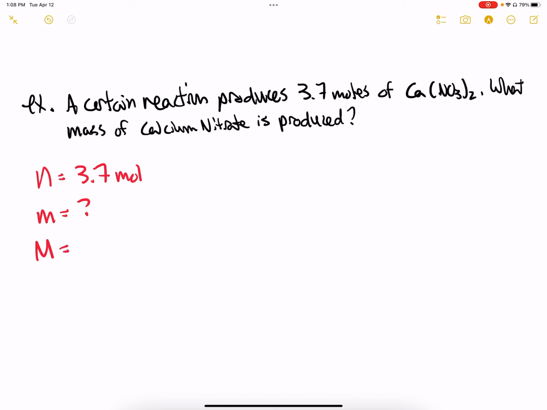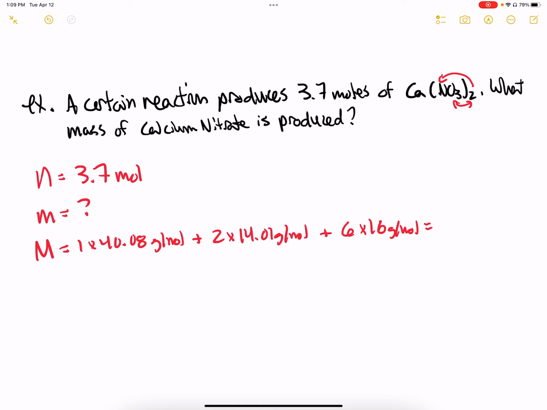Once again, we need to figure out the molar mass. In this case, there is 1 calcium. So 1 times 40.08 grams per mole. Plus, remember now, this isn't 1 nitrogen, it's 2 nitrogens, plus not 3 oxygens, but 6 oxygens. And when we add all that up, we get 164.1 grams per mole. So this chemical, we would know that if we had 6.02 times 10 to the 23 of them, that it would have a mass of 164 grams, unlike the sulfuric acid, which was a different number because it's a completely different chemical.